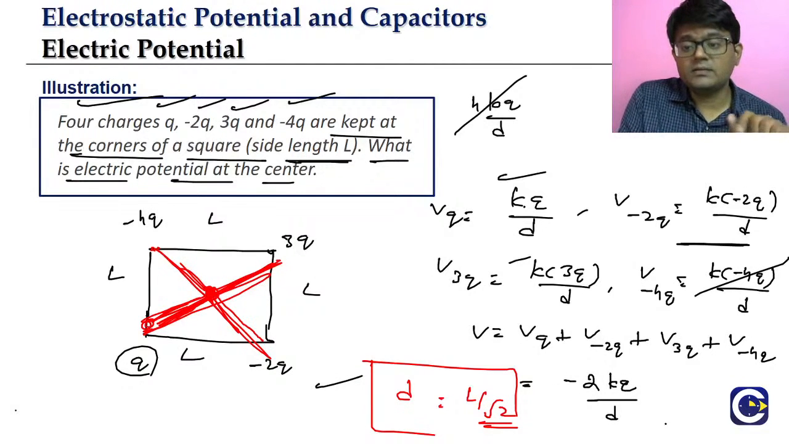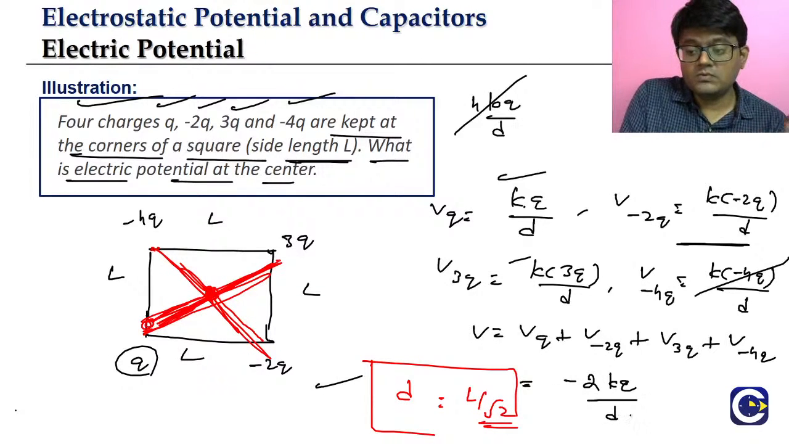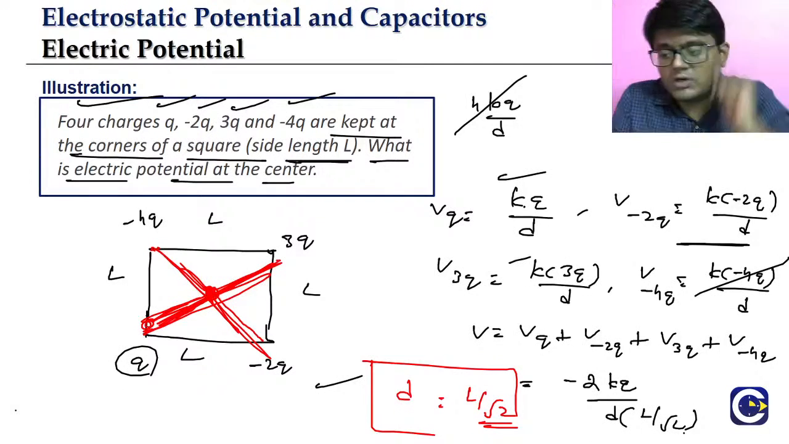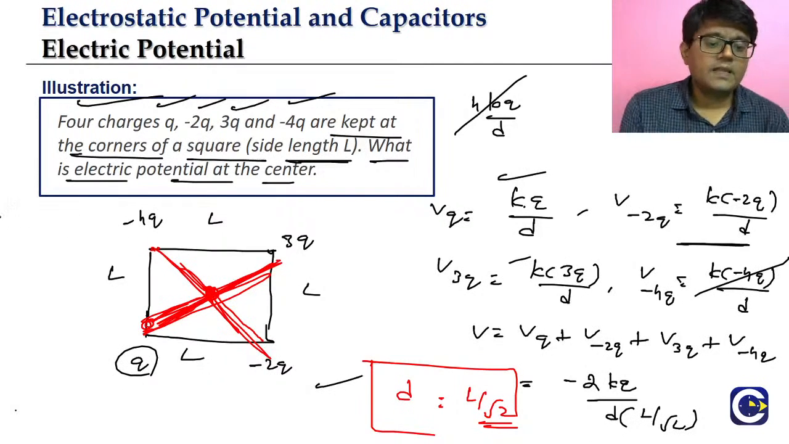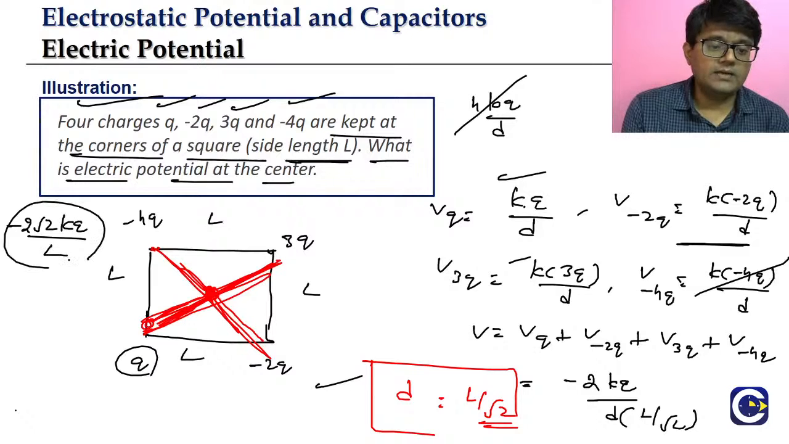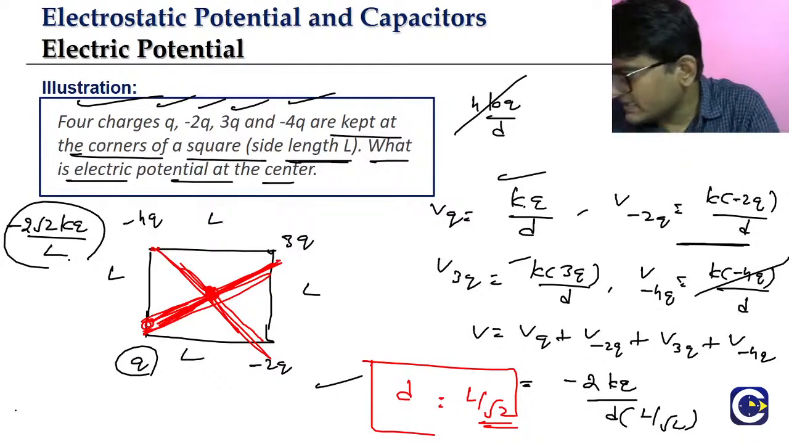But d should not be representing the final answer, right? What should we substitute instead of d? We should substitute L by root 2. When we substitute, root 2 goes up. What is it? Minus 2 root 2 kq by L. This is the total potential at the center.